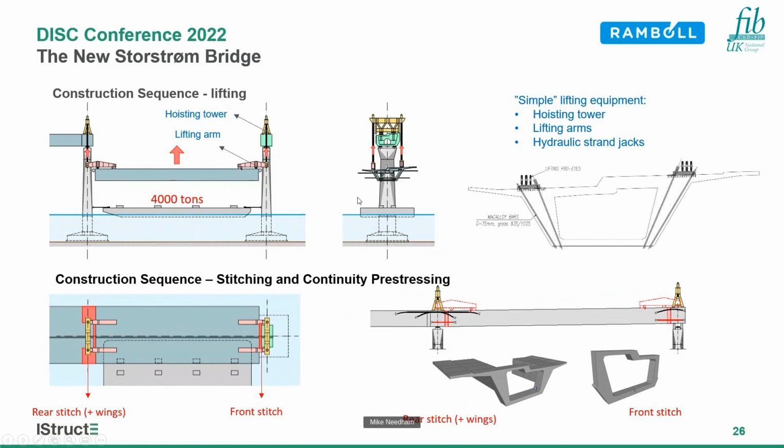So a little look at the construction sequence. The sequence is designed around simple lifting equipment using a hoisting tower, lifting arms and hydraulic strand jacks. The units are brought in on a barge. They have the lifting arms, which are in this pinky color, attached already. Those are retractable, so they can slide the deck across, and then these arms come out either side of the pier. They can then be connected to strand jacks on the yellow hoisting tower and lifted up into position, ready to be stitched together.